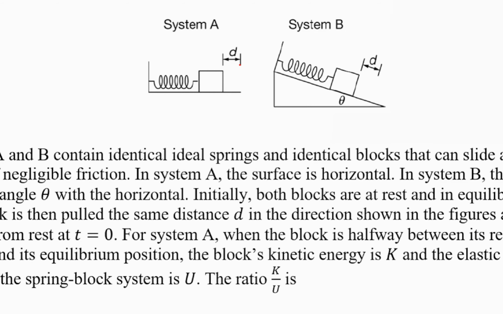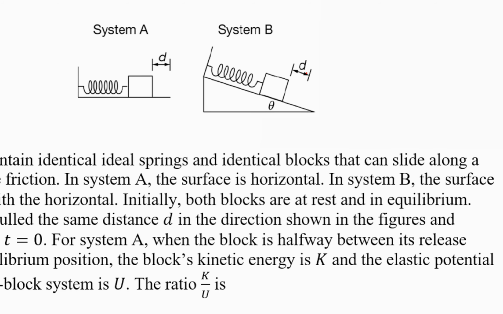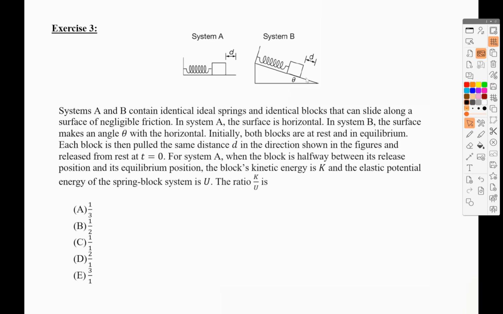The block in system A is being pulled a distance d horizontally. The block in system B is being pulled the same distance d along the ramp. Since we have no friction, both blocks will perform simple harmonic motion. For system A, when the block is halfway between its release position and its equilibrium position, the block's kinetic energy is K and the elastic potential energy of the spring block system is U. Find the ratio K over U.